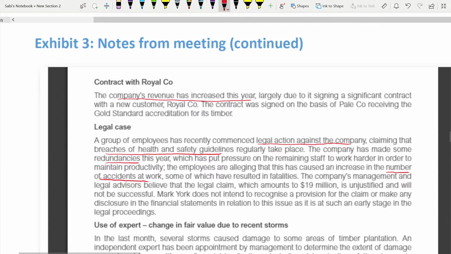The company's management and the legal advisors believe that the legal claim, which amounts to 19 million, is unjustified and will not be successful. Mark York does not intend to recognize a provision for the claim or make any disclosure in the financial statements. So they are not even planning to make a disclosure in relation to this issue as it is at such an early stage in the legal proceedings.